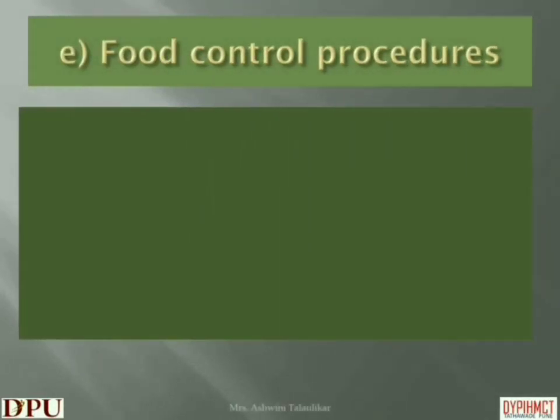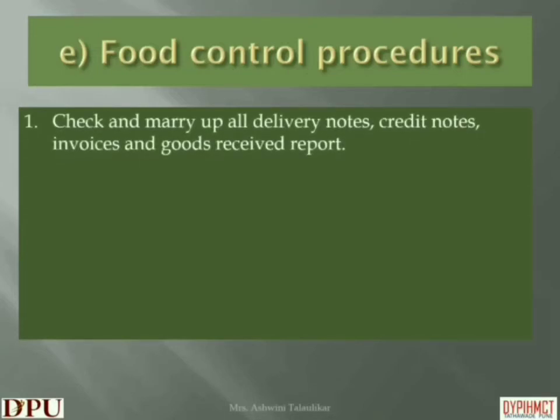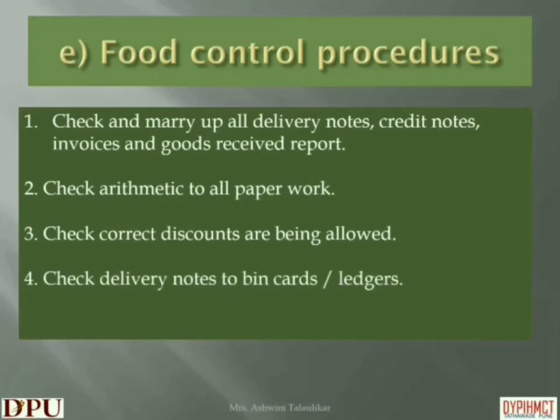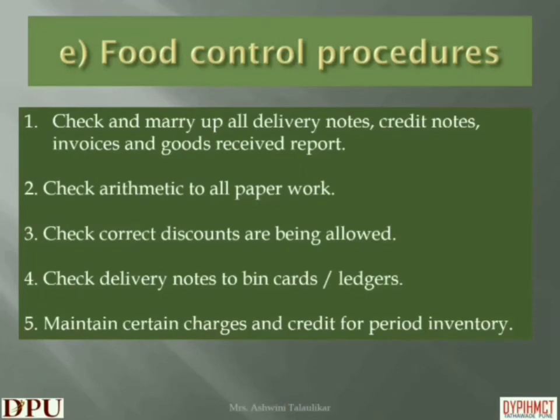The checklist for food control procedure includes: check and marry up all delivery notes, credit notes, invoices and goods received report. Check arithmetic on all paperwork. Check correct discounts are being allowed. Check delivery notes to bin cards and ledgers. Maintain certain charges and credit for period inventory.